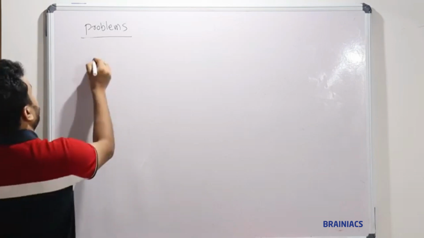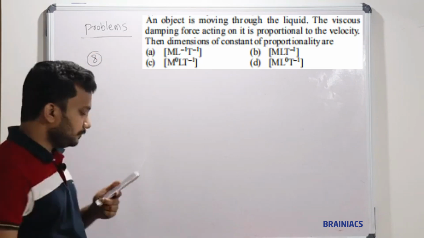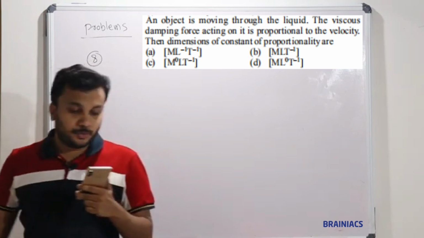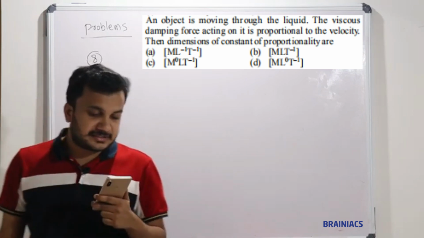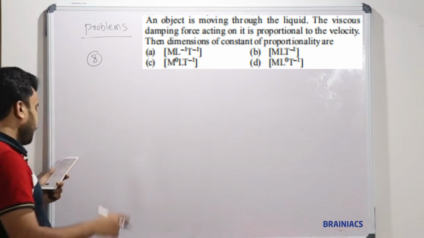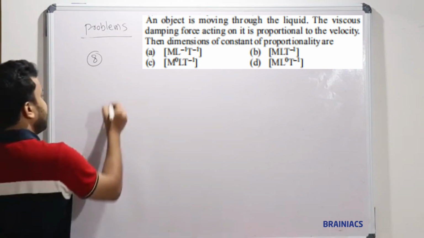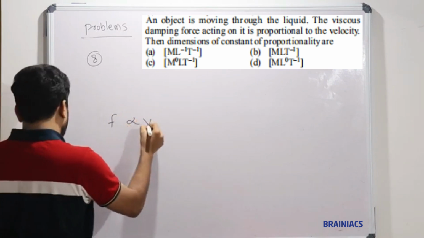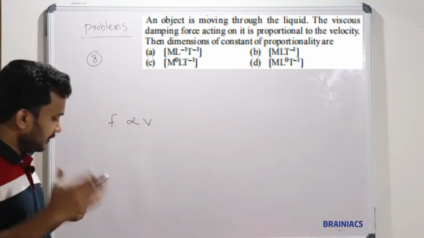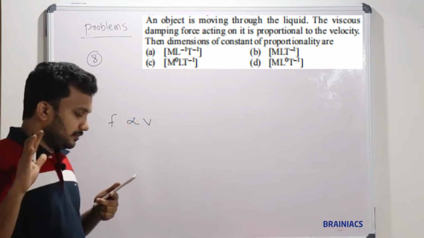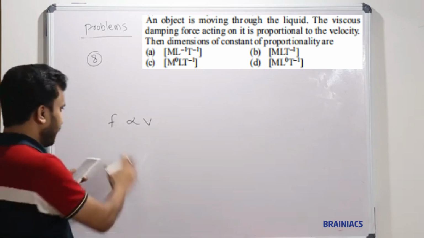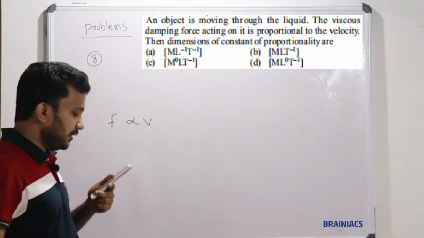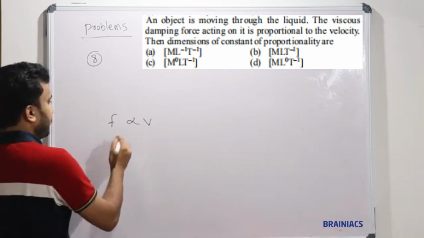We'll move to the next question. Question number 8. An object is moving through a liquid. The viscous damping force acting on it is proportional to velocity. Viscous damping force F is proportional to V. Definitely. For us, any force, damping or undamping, whatever, so damping force is proportional to velocity. Dimension formula of the constant of proportionality.